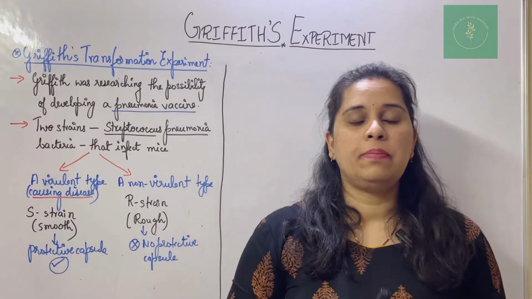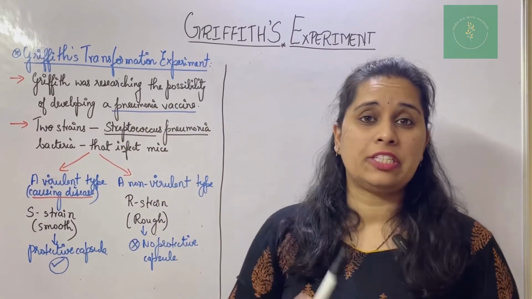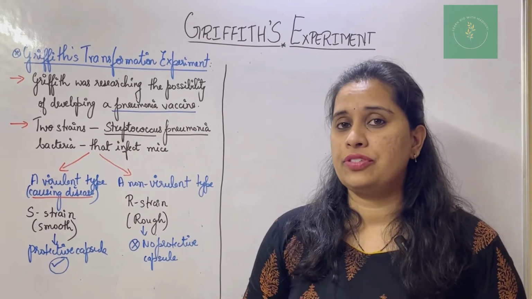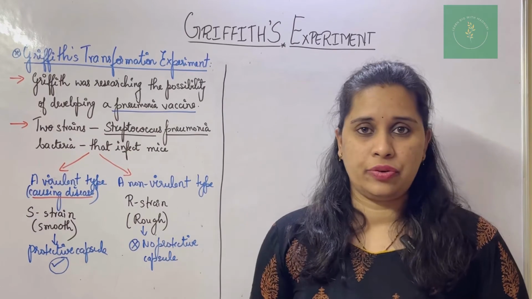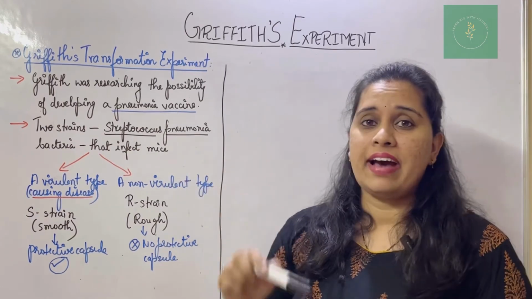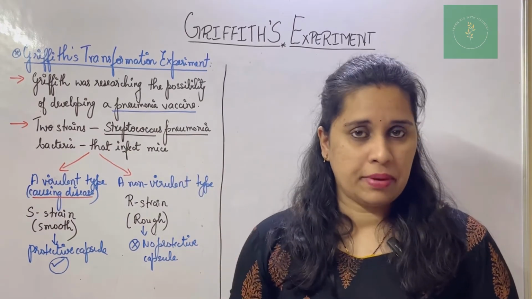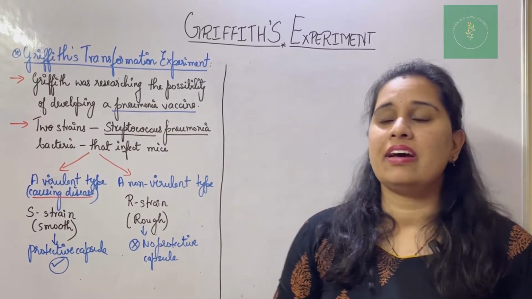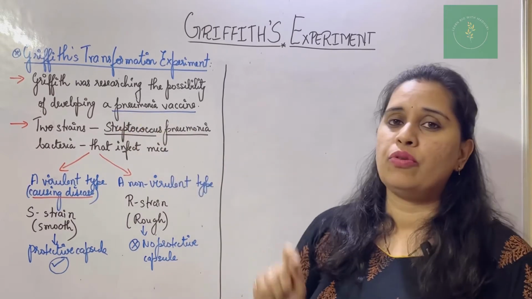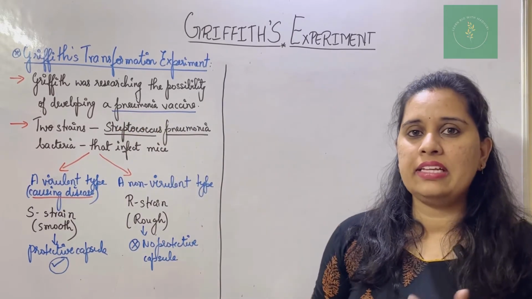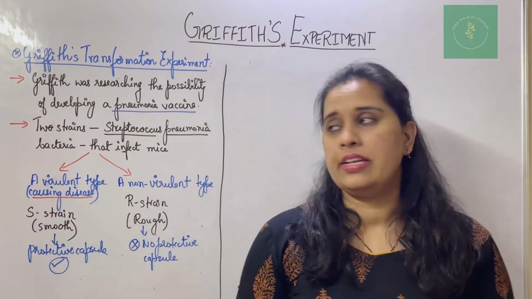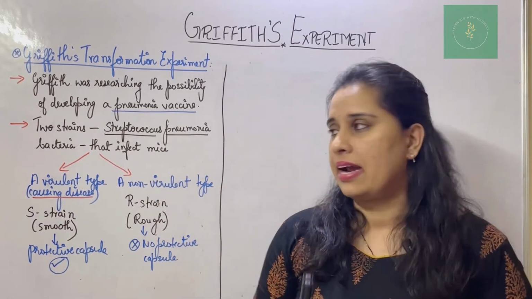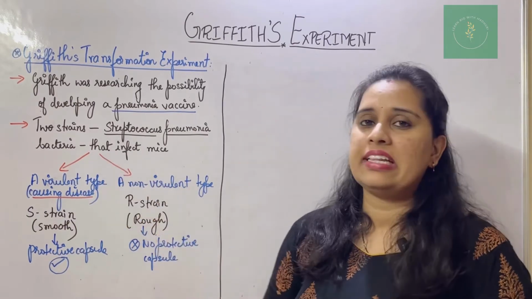Now I'll be explaining Griffith's transformation experiment. Already we have learned that he had taken two different types of strains, R strain and S strain. But before that, why had he conducted this experiment? He wanted to research the possibility of developing a vaccine, that is a pneumonia vaccine. So when he started, he found these two strains from Streptococcus pneumonia, which is a bacteria that infects the mice.